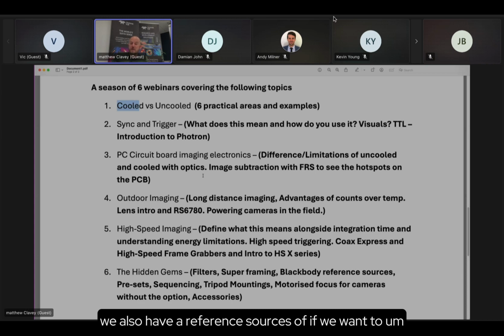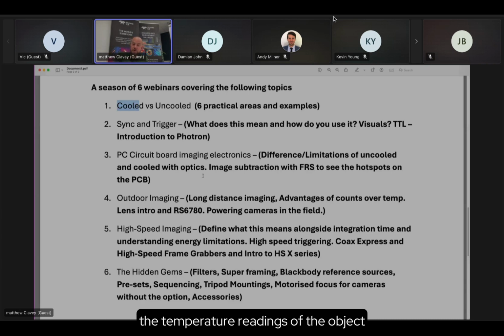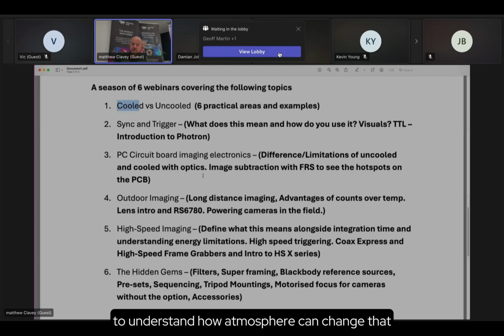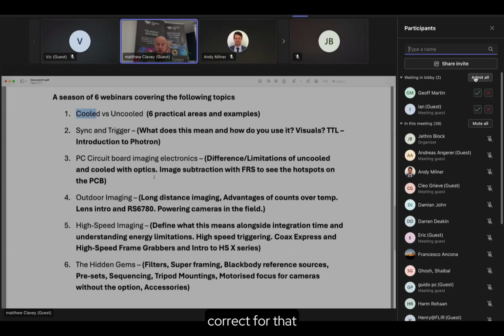We also have reference sources. So if we want to understand, does the atmosphere change the temperature readings of the object we're looking at, we use a black body to understand how atmosphere can change that and how we correct for that.